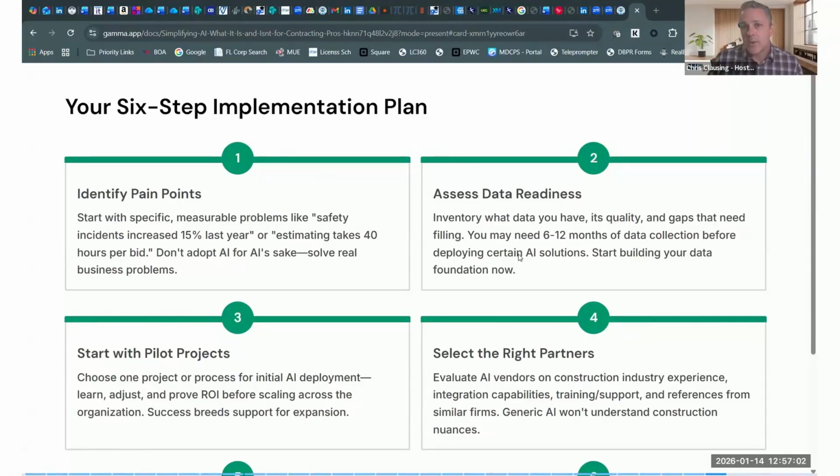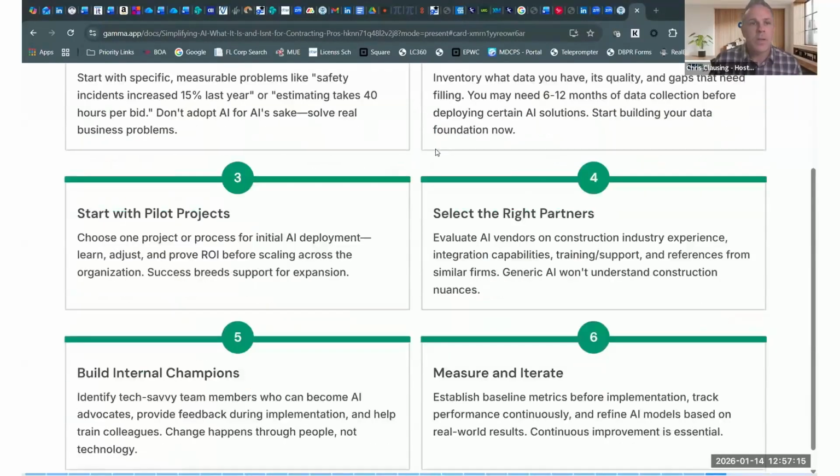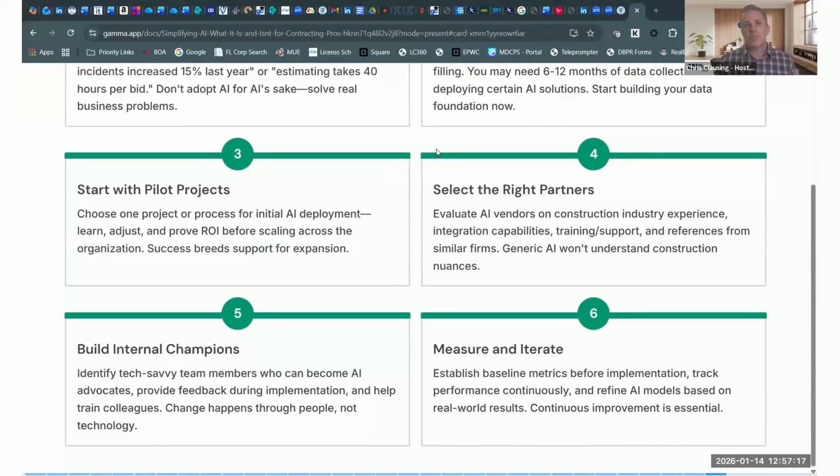We want to assess the data readiness. So what data do we have? Is it good quality? Are there gaps that we need to fill? So you would want to make sure that you review the data that you're going to be kind of training this platform on. Then you want to start with the pilot project. So pick one. I say pick one project and see how that goes. See what that process looks like, and then you can implement larger scale rollouts later on.